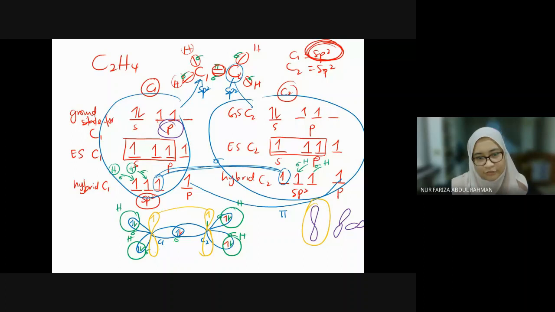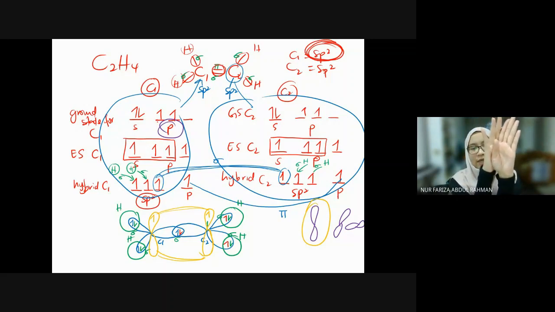Buatkan connect dia macam tu. Ya, begitu. Okay, dia akan connect atas dan bawah. Dia akan overlap atas dan bawah. Dia bukan overlap macam ni. Dia kena overlap both. Okay, up and down.